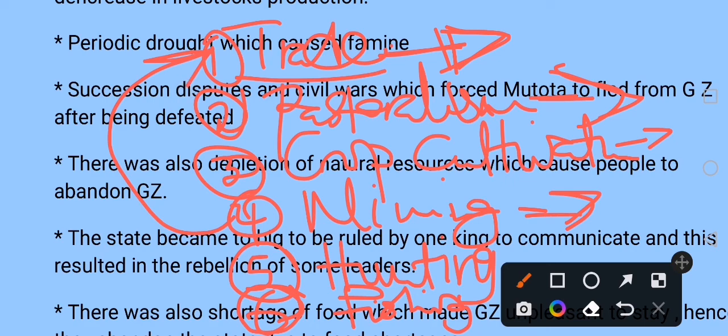Right? They also practiced hunting. They hunted big animals and small animals. What is the importance of hunting? Hunting was there to supplement their what? Their diet. What about fishing? Fishing was there to supplement their diet.